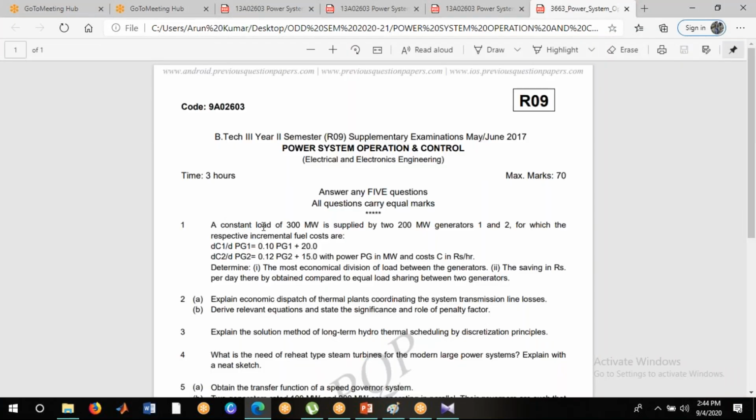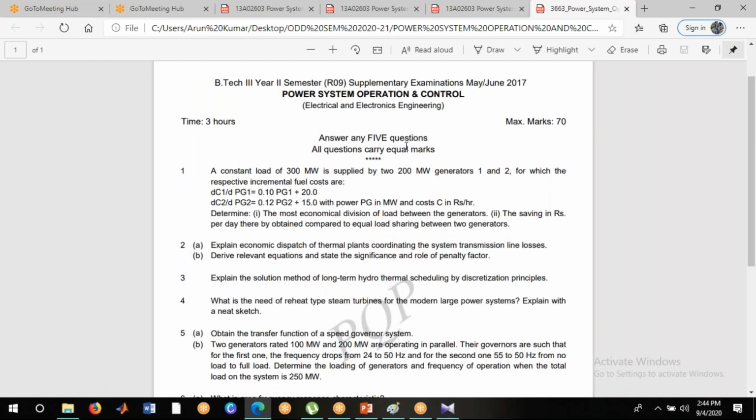So this is the other paper. Here also we may see this question: obtain the transfer function of a speed governing system. Transfer function is the output divided by the input. For every model we have to make the design in the form of a transfer function, and based on this we can make the block diagram.